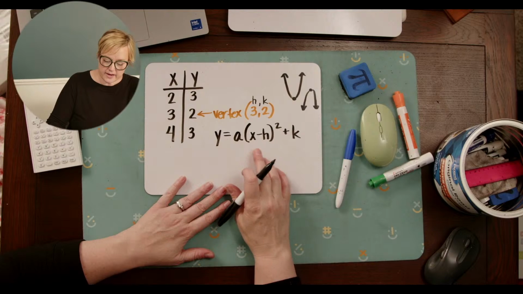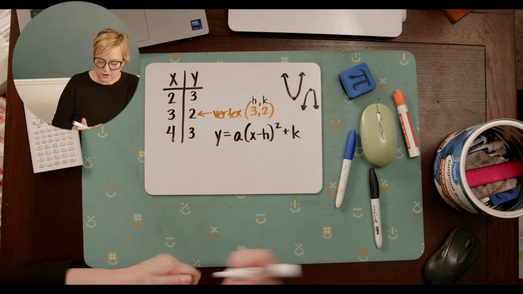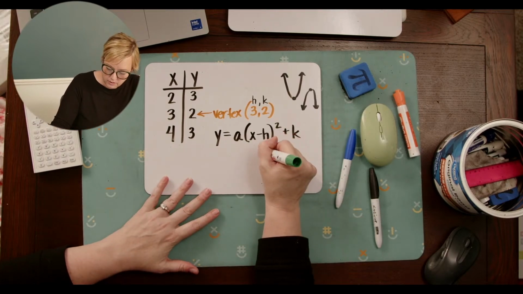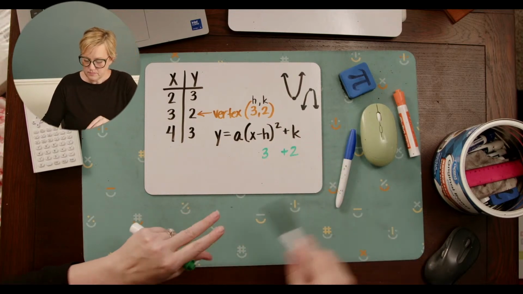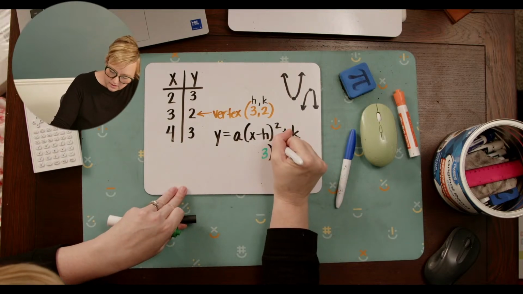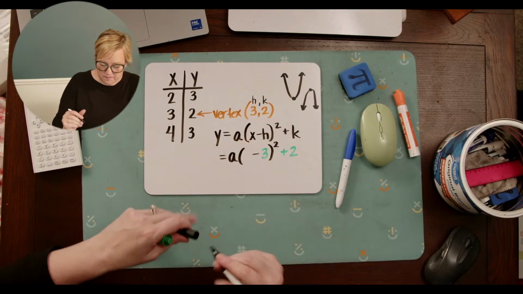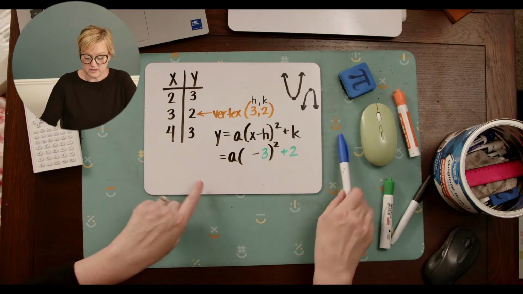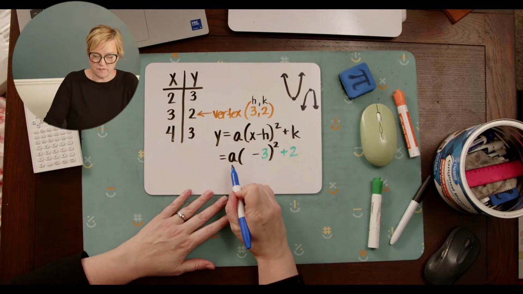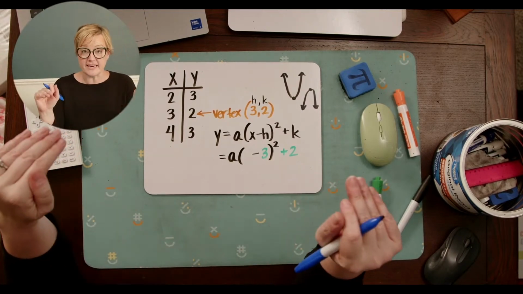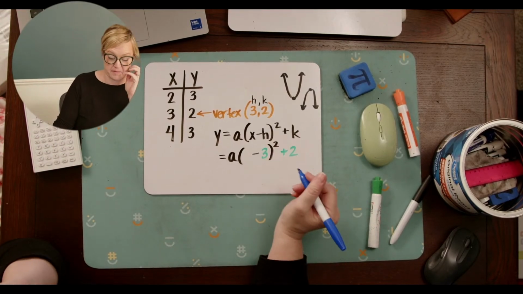So what I can do is plug in my vertex. I plug in everything that I know. I know my vertex, which is 3 and 2. Now, I don't know what my A is, but I can figure it out because I also know a point, x and y. If I plug in everything that I know and solve for what I don't know, I can figure out what my A is. And I have no idea what this quadratic is going to look like, guys. I just made these numbers up. This might be a total mess.